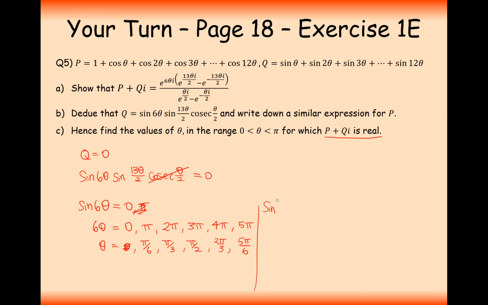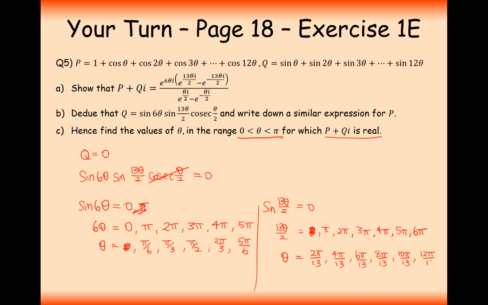Let's do exactly the same thing for sine 13 theta over 2 equals 0. Therefore, 13 theta over 2 will either equal 0, pi, 2 pi, 3 pi, 4 pi, 5 pi, or 6 pi. And by the time we've gone past there, it will be too high. Now actually 0 is out of the range, so we won't include that. So what we'll do is we'll times by 2 and divide by 13. So theta is either equal to 2 pi by 13, 4 pi by 13, 6 pi by 13, 8 pi by 13, 10 pi by 13, or 12 pi by 13. And if you go any further, you'll be at 14 pi by 13, which is outside of the range for theta.